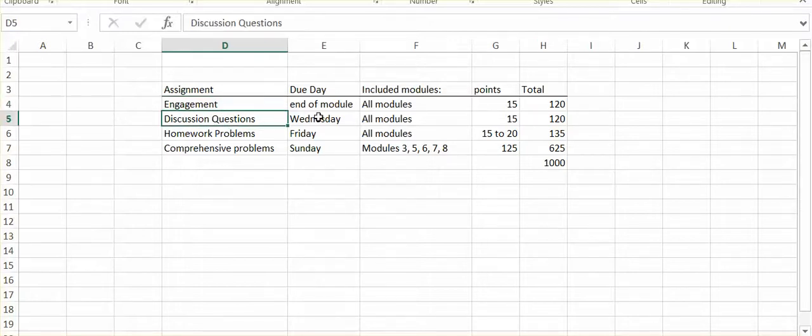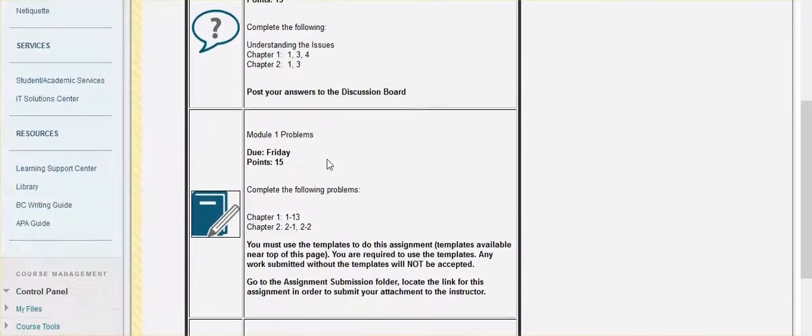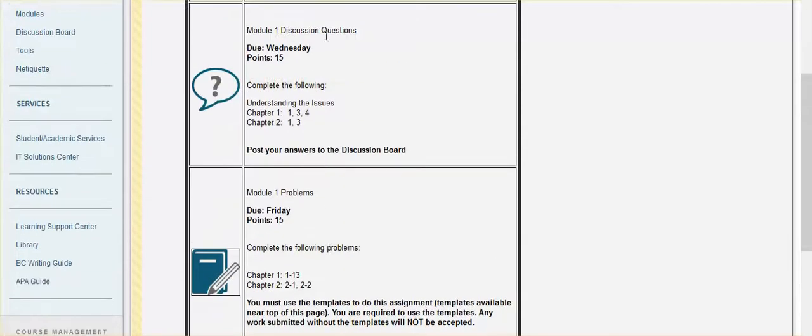The discussion questions are a second set of questions. You can find those in each module. I'll switch it. You can see right here, discussion module 1 questions. Those are separate. They're worth 15 points, and they're graded on completeness only. You don't have to get them correct necessarily, as long as you take a serious attempt at them. And if you put something there that's very minor, then you're not going to get credit for it.